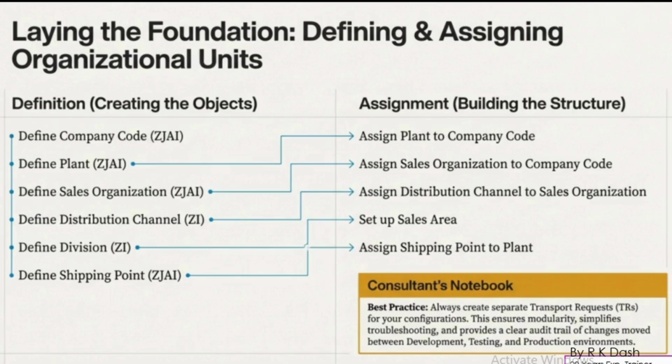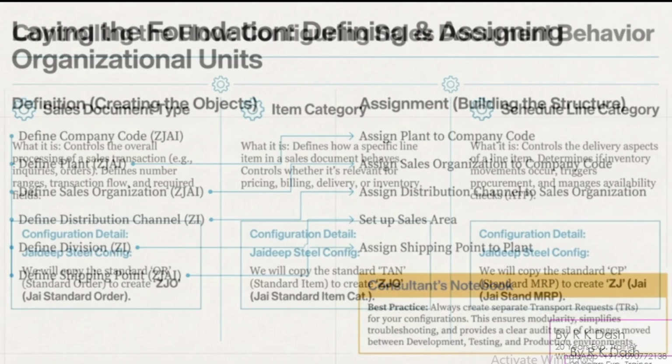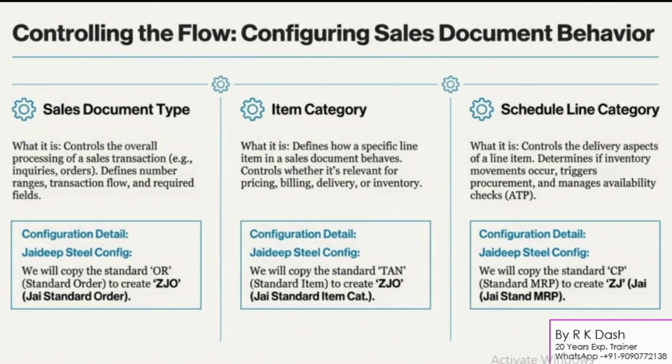Also, always create a separate transport request for your configuration. This ensures modularity, simplifies troubleshooting, and provides a clear audit trail of changes moved between the development, testing and production environments. The next is controlling the flow, configuring sales document behavior.